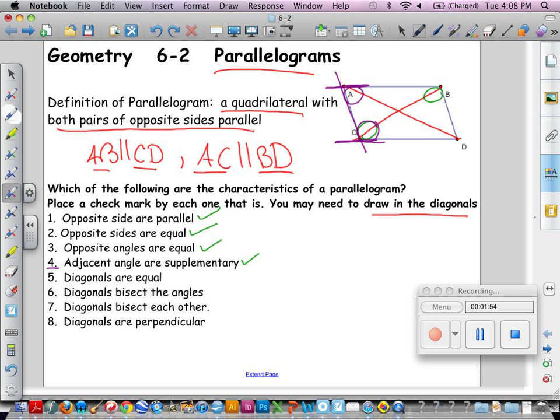Number 6, diagonals bisect the angles. They're talking about the two angles that are created by the diagonal. That is not true in a parallelogram.